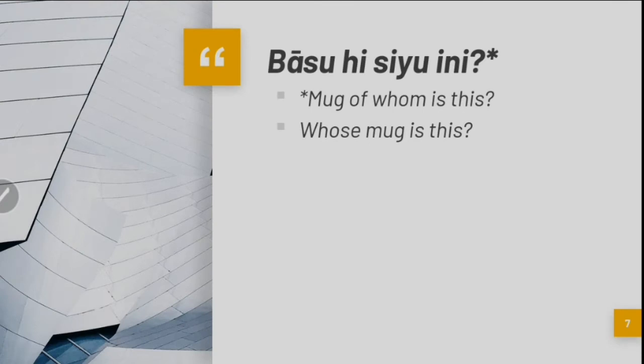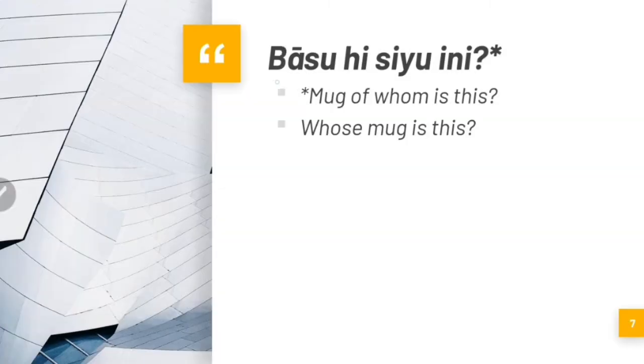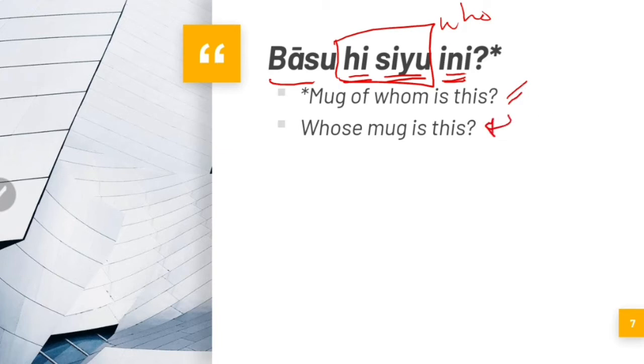Okay, next we can also use this question here, basu hisiyu ini. So basu is mug, he is the person identifier in siyu. It's the shortcut for hisiyu. It means who, and ini the locator this. So if people translate this word for word, it would mean the mug of whom is this, which is a weird way to say it, but it simply also means whose mug is this, who owned this mug.